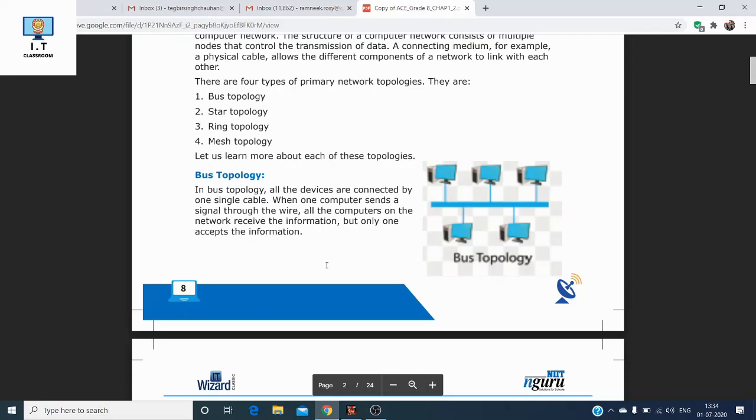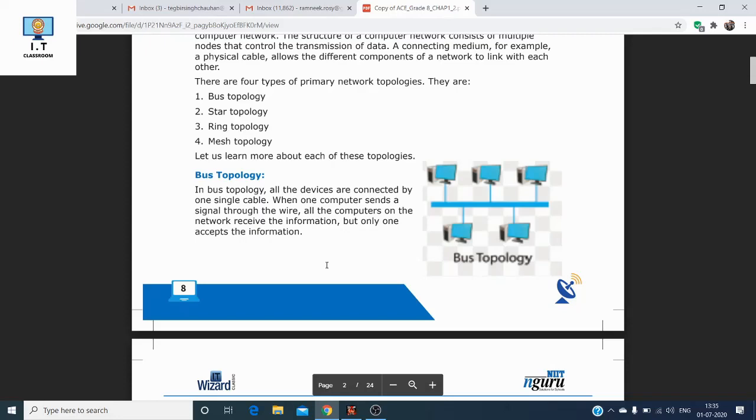This bus network is also known as a linear network. It transmits data, instructions, and information in both directions. Only one computer can communicate at a time in bus topology. A device wanting to communicate with another device on the network sends a broadcast message on the wire that all the other devices can see, but only the intended recipient accepts and processes the message.